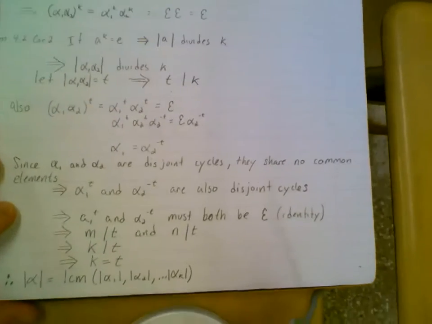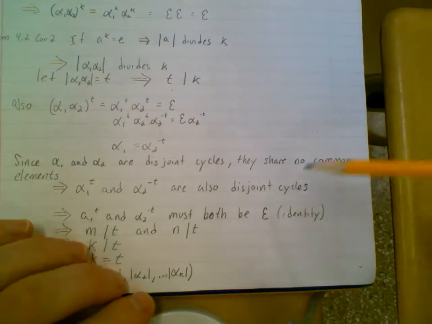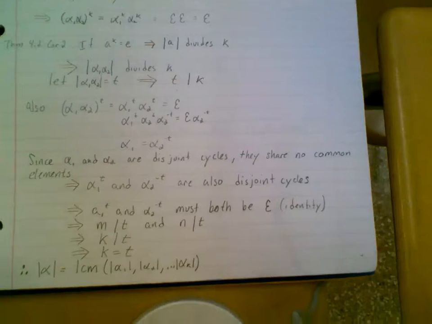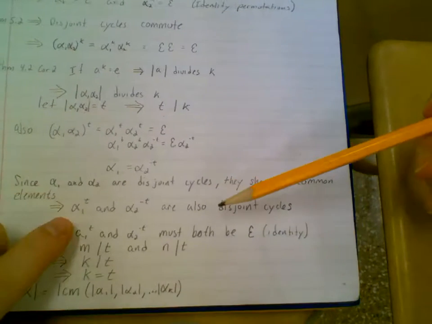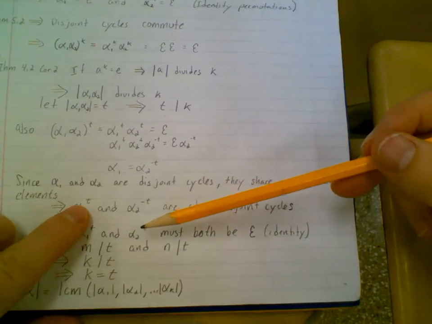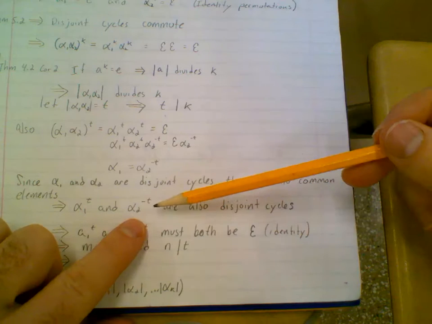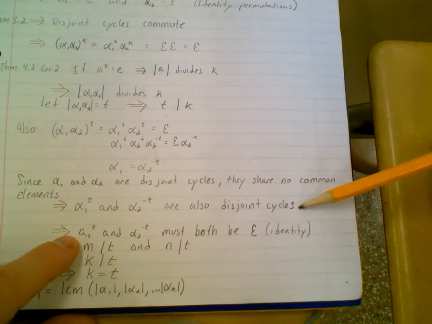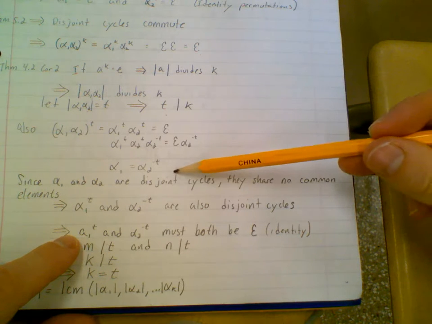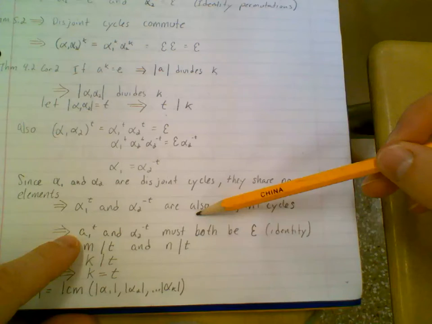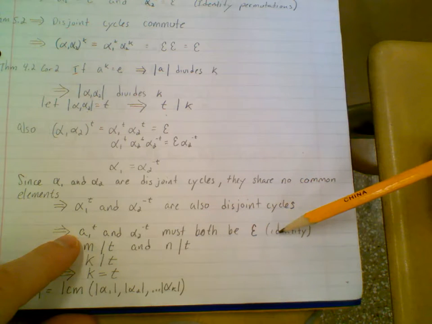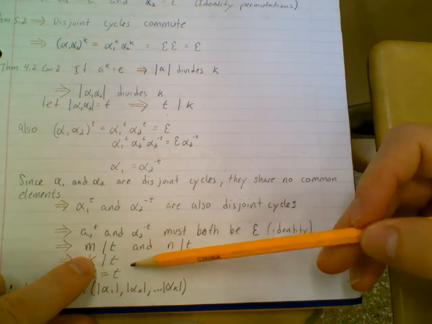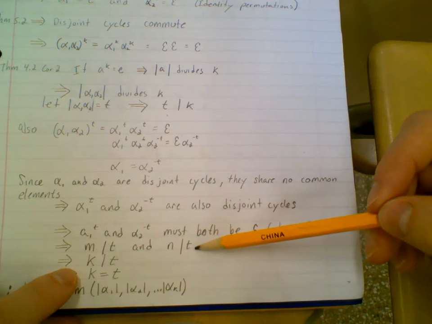Now, alpha 1 and alpha 2 are disjoint cycles. They share no common elements. Okay, so that's going to imply that alpha 1 to the t and alpha 2 to the inverse t are also disjoint cycles. So since we proved that they are equal to each other and disjoint, they must both be the identity. Okay, so that's going to imply that m divides t as well as n divides t.